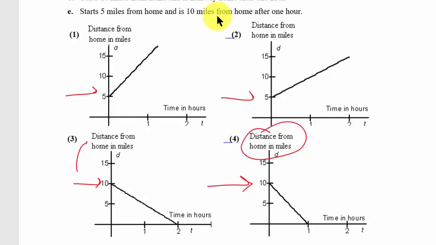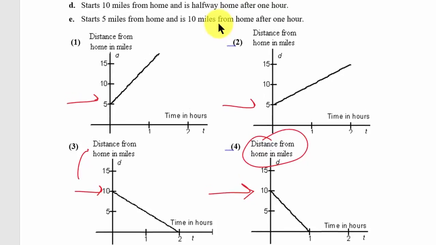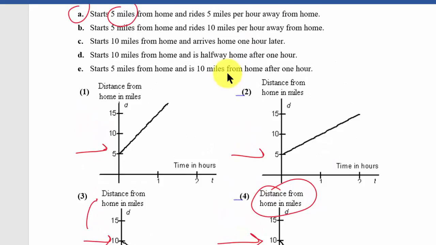So when I look at graphs 1 and 2, both of these start 5 miles from home. So now if I'm 5 miles from home initially, and I'm traveling at 5 miles per hour, after 1 hour, I should be 10 miles from home. So if I look at graph 1, right after 1 hour, it looks like I'm 15 miles from home. But in graph 2, after 1 hour, I'm 10 miles from home. So this should be letter A.